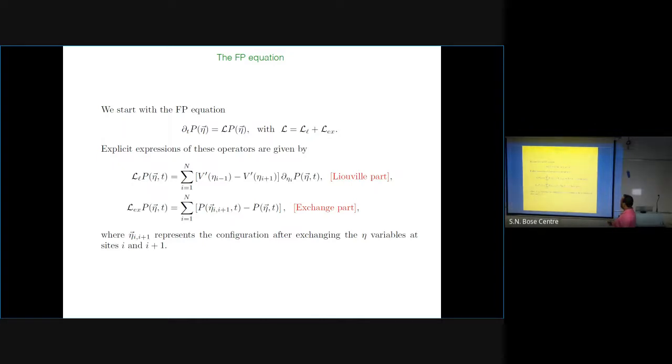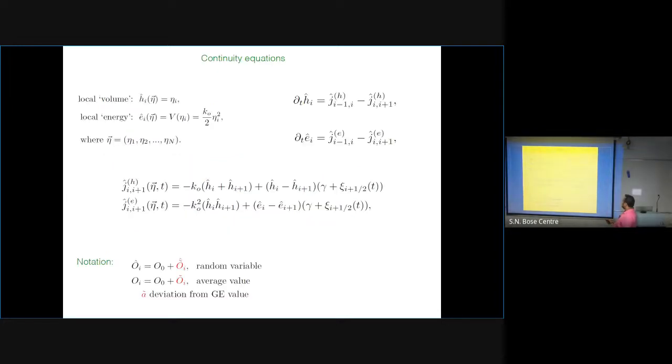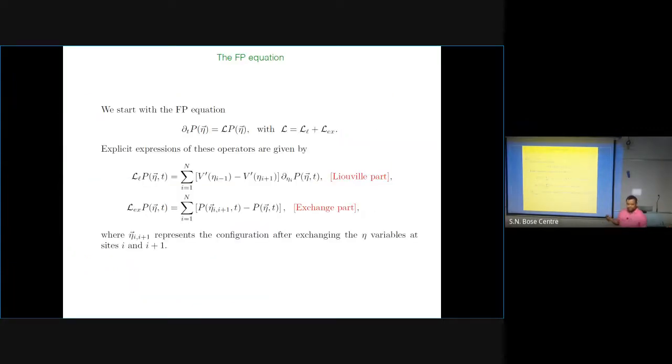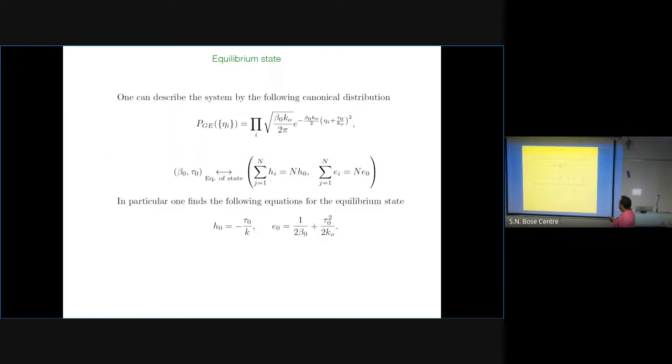And the exchange part is just that you have a gamma here. I forgot the gamma times the, and this vector represents the configuration after exchanging eta variables at I and I plus 1. So that means you have this, but eta I plus 1 is the same set of variables. Only thing is that I and I plus 1 are exchanged. Okay, clear?